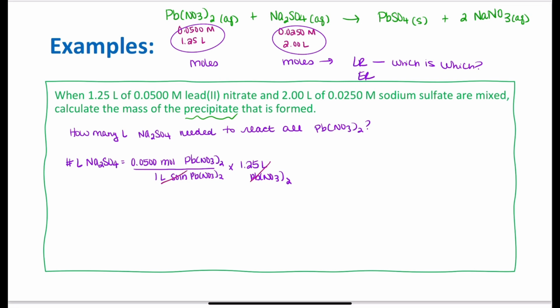Now I can use that balanced reaction, which is 1-to-1. I see that there is 1 mole of sodium sulfate consumed for every 1 mole of lead-2 nitrate consumed. This cancels out my moles of lead-2 nitrate and gets me into moles of sodium sulfate. So now I can use that molarity as a conversion factor. I know 1 liter of sodium sulfate contains 0.0250 moles of sodium sulfate.